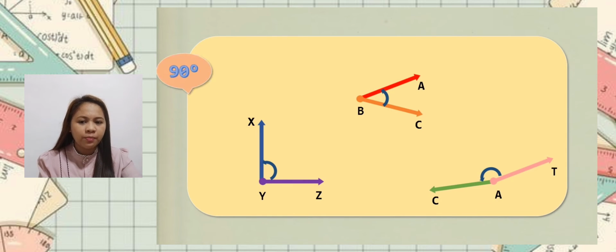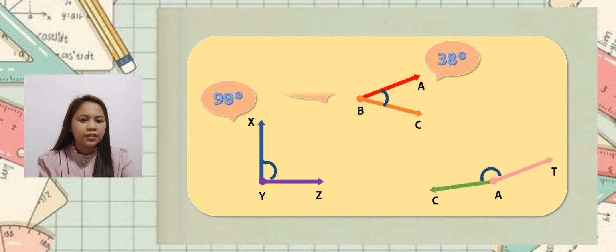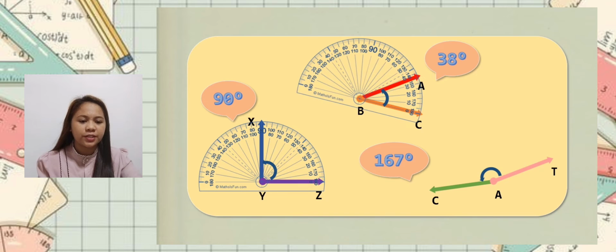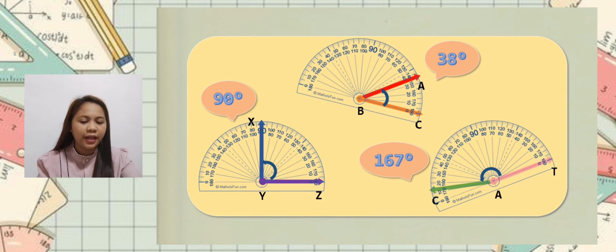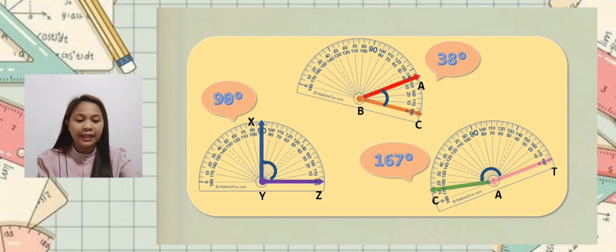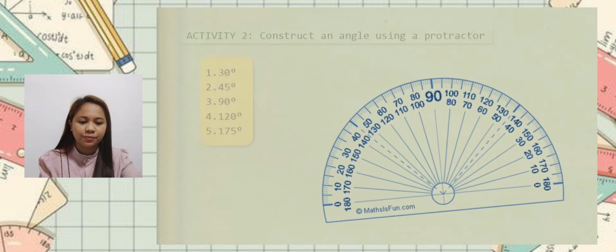So, let us try measuring this one. It says 90 degrees, 30 degrees, and 167 degrees. How does it come up with that measurement? We use a protractor, of course. We always start with a 0 and move and look for the line, so we know the exact measurement.